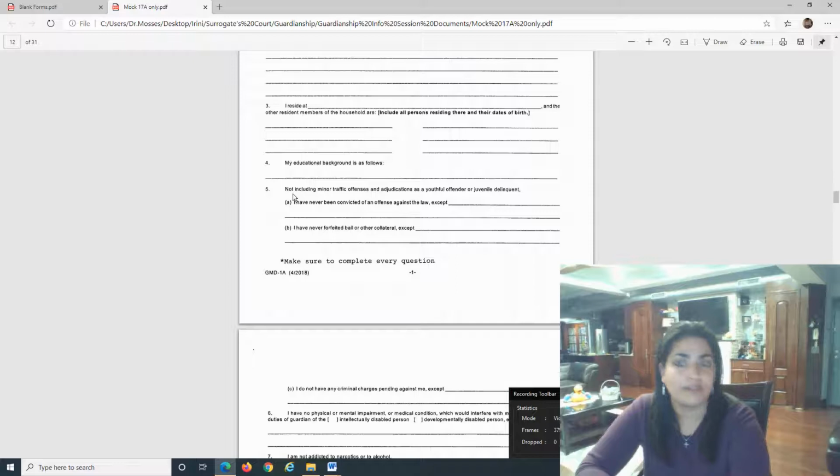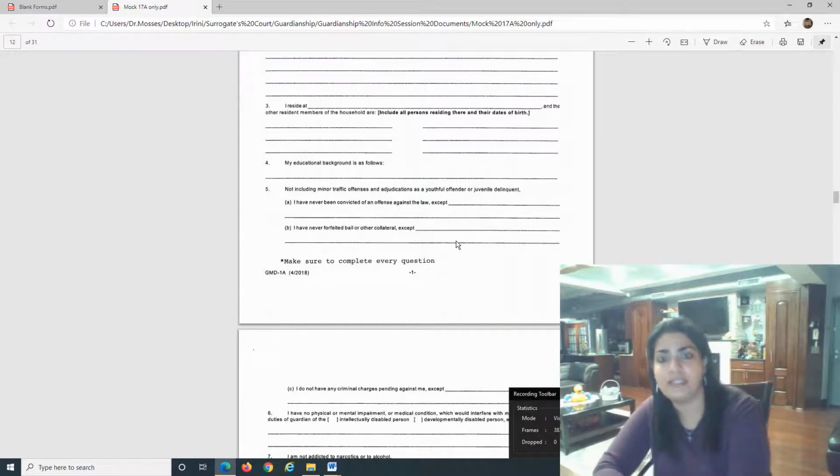This is important. Again, this is disclosure, not including minor traffic offenses and adjudications as a youthful offender or a juvenile delinquent. I have never been convicted of an offense against the law except, and I've never forfeited bail or collateral except. Disclose whatever it is because we're going to find it out anyway. So disclose it and explain it. It's up to the surrogate to make the determination as to whether or not this would prevent you from becoming guardian.